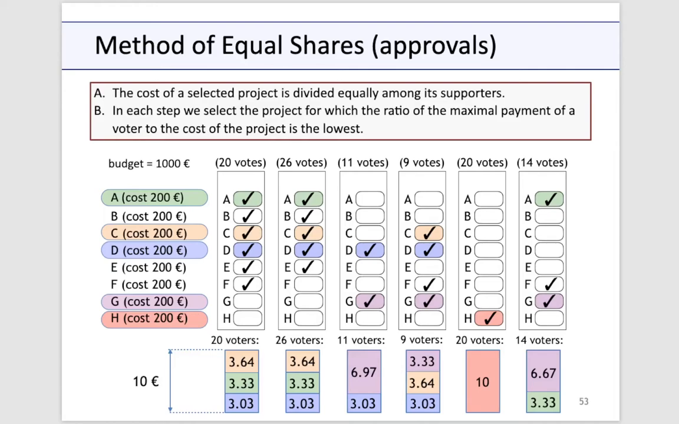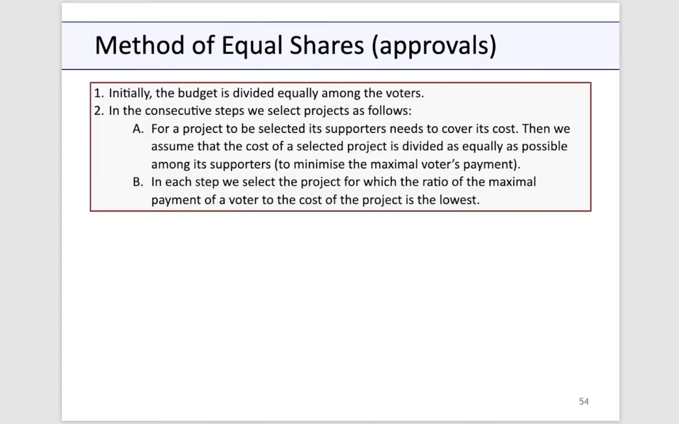In this step, the rule finishes, which means that it selects projects A, C, D, G, and H. This is the definition of the method of equal shares for approvals. Admittedly, it's more complex than the definition of the greedy rule, yet what is important, we can still fit it in one slide. Actually, I would like to argue that the definition of the method of equal shares is even simpler than the definition of the greedy method as it is used today.